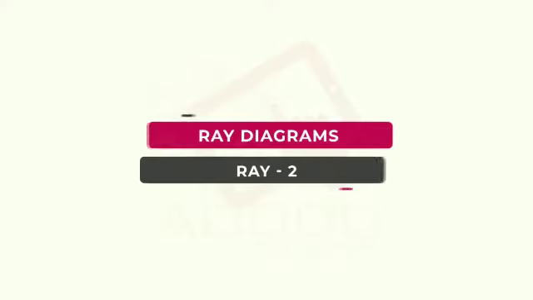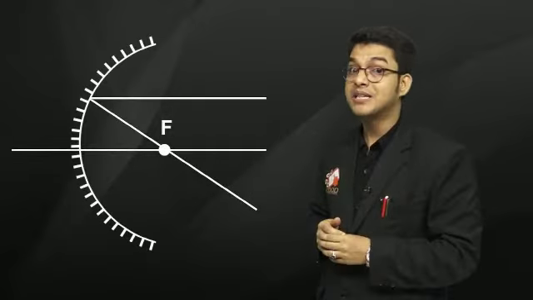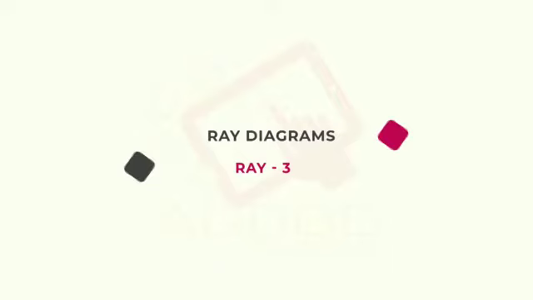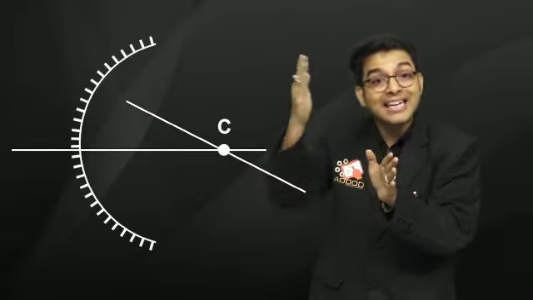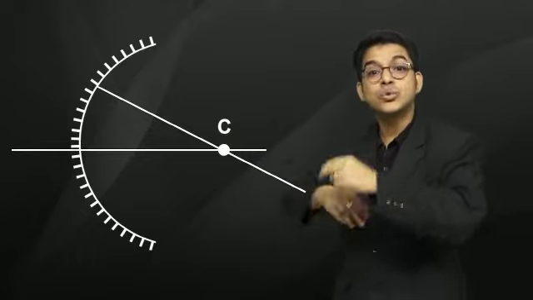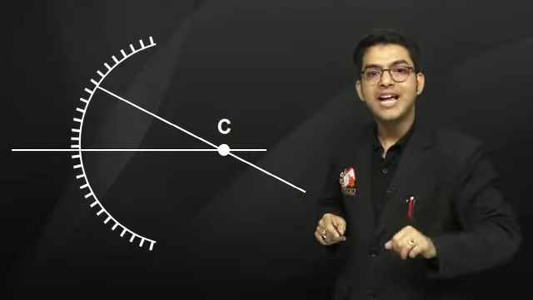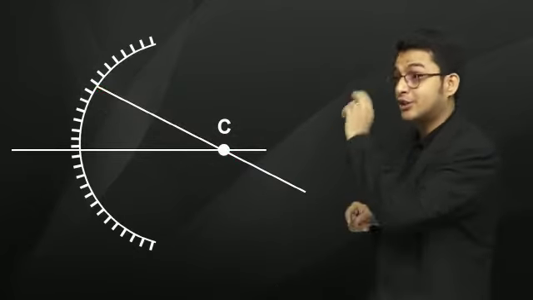Now ray number 1. Let's take a concave mirror. A ray parallel to the principal axis will pass through the focus. Now ray number 2. A ray passing through the focus, after reflection, will become parallel to the principal axis. Now ray number 3. A ray passing through the center of curvature reflects back in the same direction and passes through the center of curvature because it was hitting the normal at 0 degrees. So it reflects back at 0 degrees.